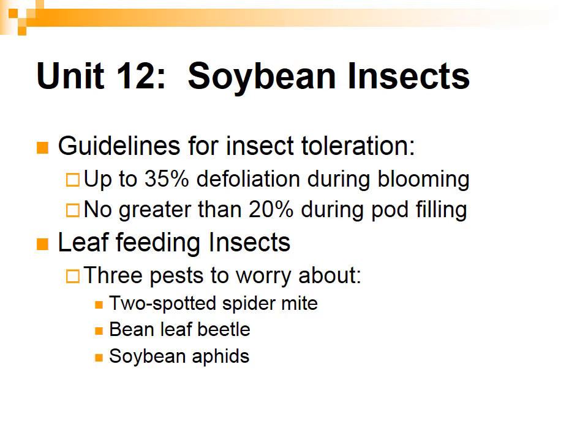We're going to look at a couple different categories of insect problems or pests that are out there. And when we look at leaf feeders, the three big ones that you've got to worry about is the two-spotted spider mite, the bean leaf beetle, and the soybean aphid. And I've got some pictures here to show you what they look like.